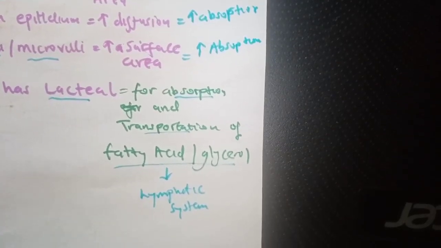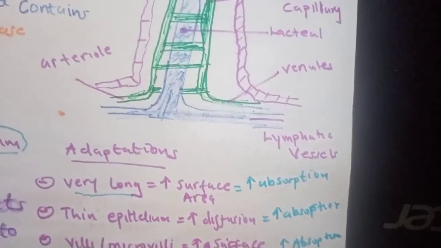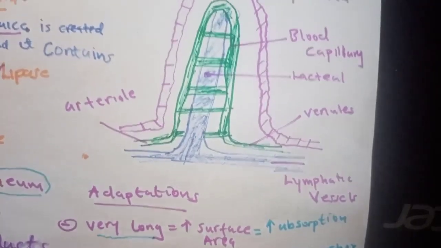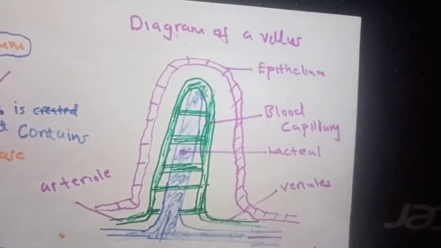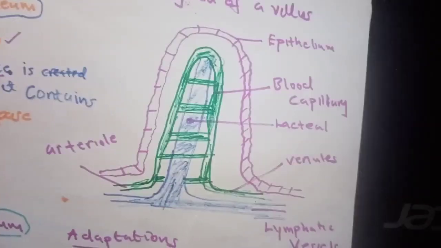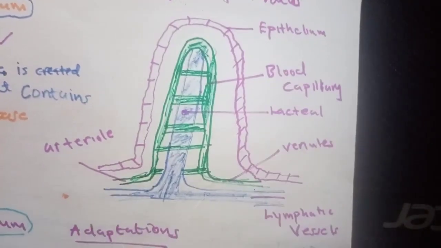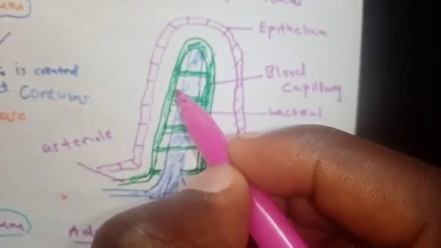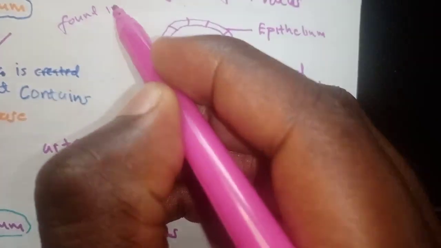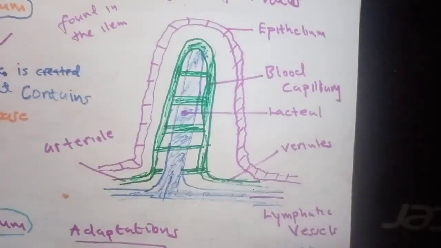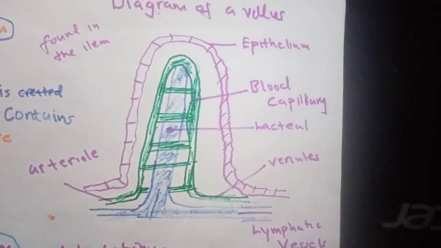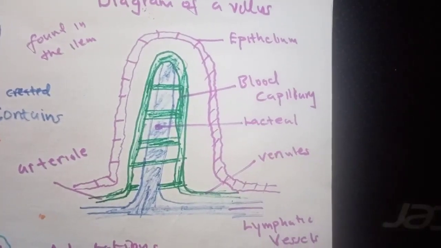Just look at the diagram of a villus once it is zoomed in. So this is the diagram of a villus. It is found in the ileum, and there are many of these structures called villi in the ileum.